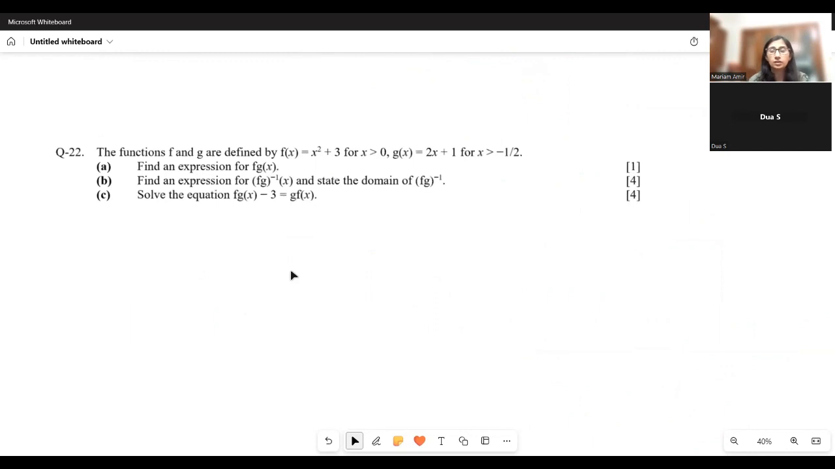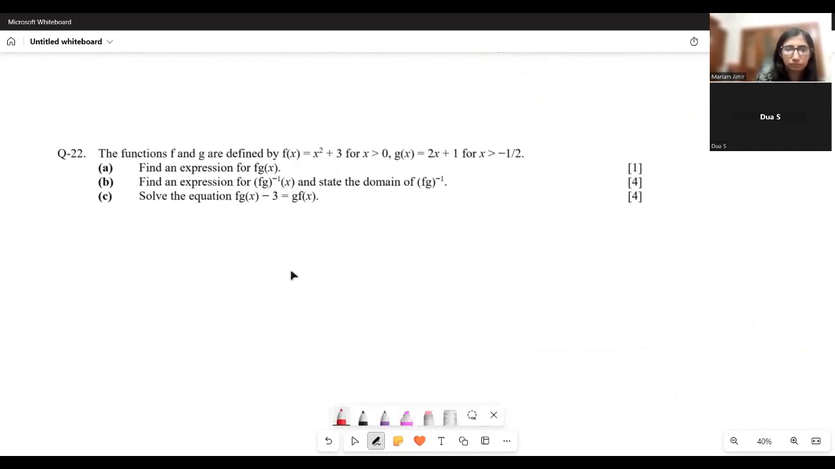The functions f and g are defined by f(x) equals x squared plus 3, where x is greater than 0, and g(x) equals 2x plus 1, where x is greater than minus half. Find an expression for fg. In f, we substitute g, so (2x plus 1) whole squared plus 3. This is fg.